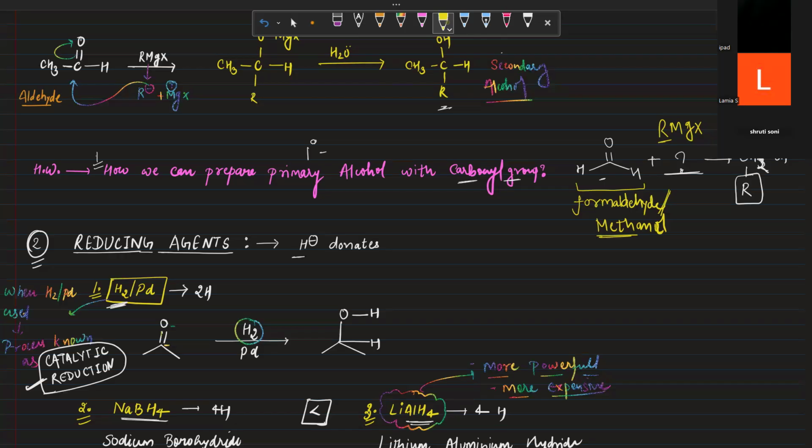Let's suppose I have a reactant, an unsymmetrical alkene, and I react that unsymmetrical alkene with BH3, THF, then H2O2 in basic medium. What sort of reaction is this? BH3, THF, H2O2, that is peroxide in basic medium. That would be hydroboration, right?